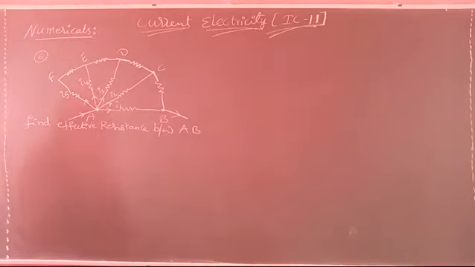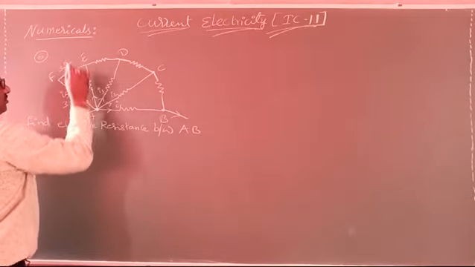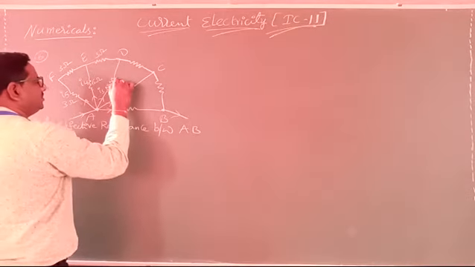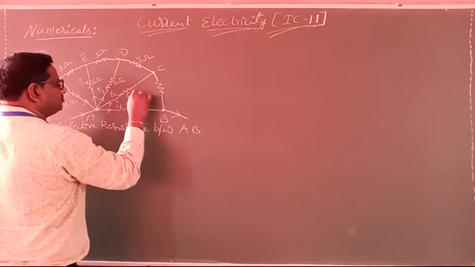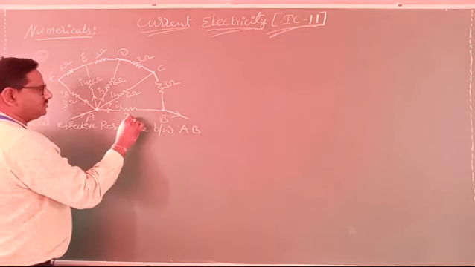Now the resistances are also given in this sum: here they gave 3 ohms, here 3 ohms, here 6 ohms, here 3 ohms, here 6 ohms, here 3 ohms, 6 ohms, here 3 ohms, here 3 ohms.